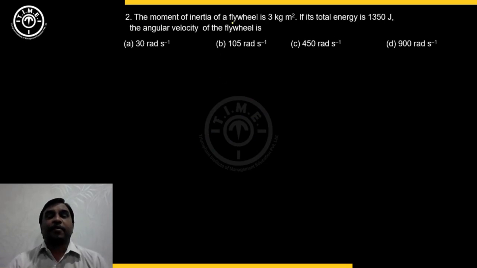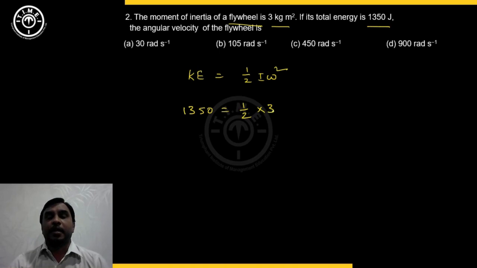The moment of inertia of a flywheel, nothing but a disc, is given as 3 kg meter square. If the total energy is 1350 joules, find the angular velocity of the wheel. Here it is not mentioned whether it is rolling or rotating, so simply you can take only rotation under this case. Kinetic energy due to rotation is half I omega square. What is the kinetic energy given? 1350 is equal to 1 by 2, times 3, times omega square, and you should calculate the omega value.